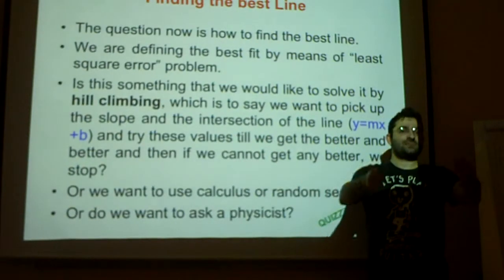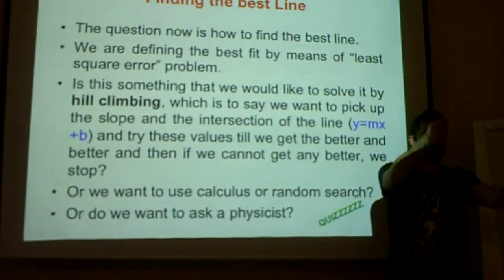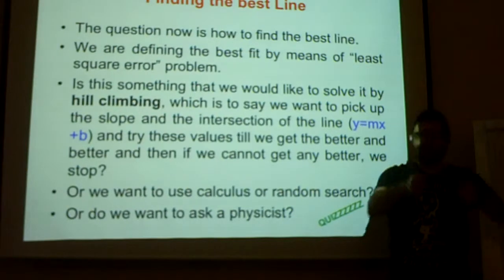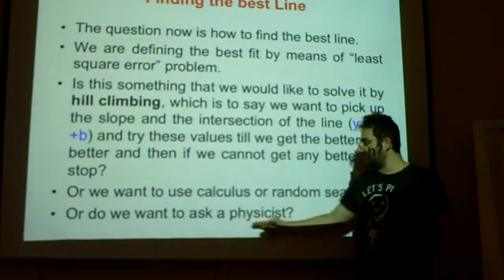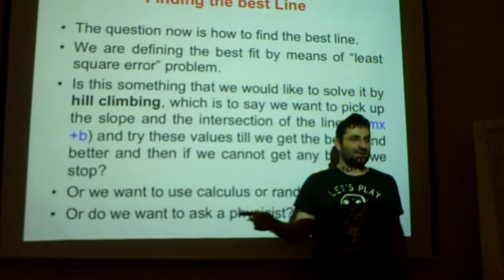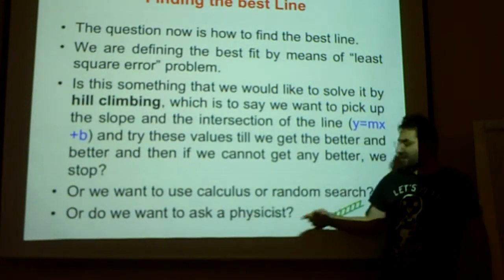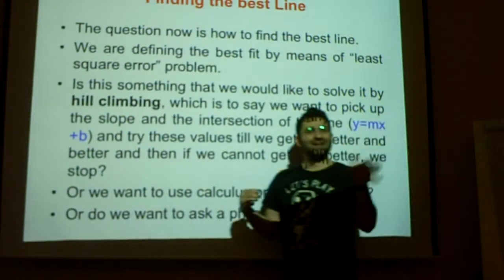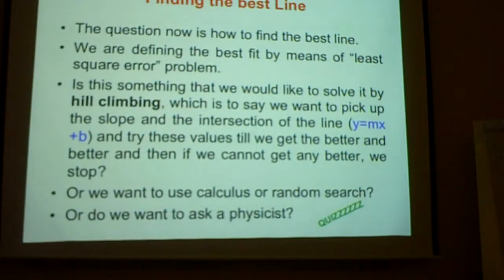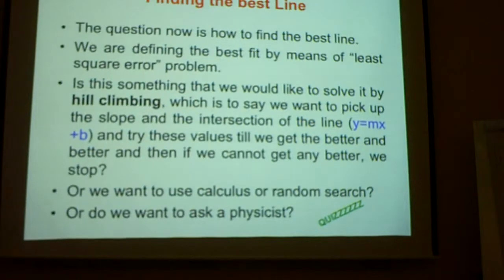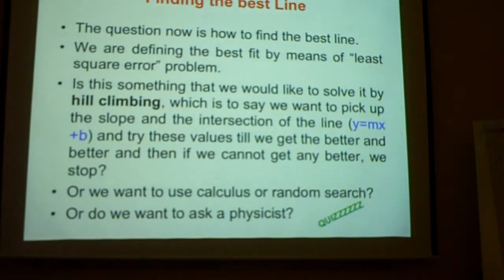We understand that maybe randomly you can give some values and you get something. Ask physicists, and they will go and ask calculus to do it. So random search is a possibility, but computational complexity-wise, it is not very good.